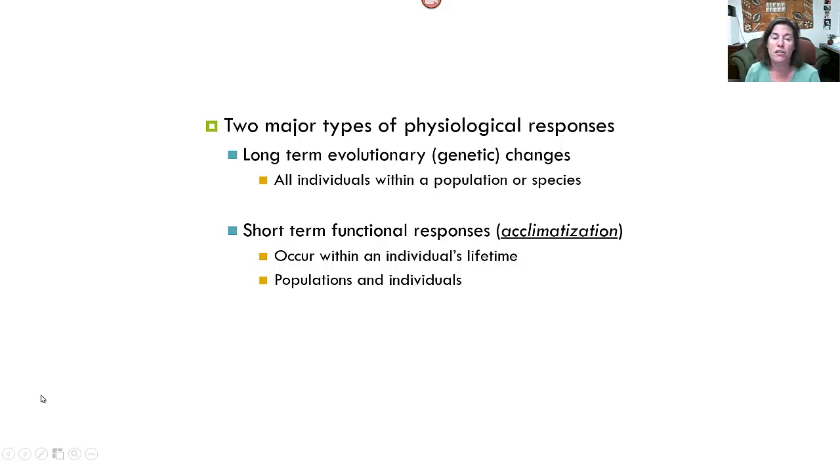There are two major types of physiological responses to environmental conditions. The first are long-term evolutionary or genetic changes that affect all individuals within a population or a species, as well as short-term functional responses known as acclimatization. And these generally occur within an individual's lifetime, and they affect both populations and individuals.